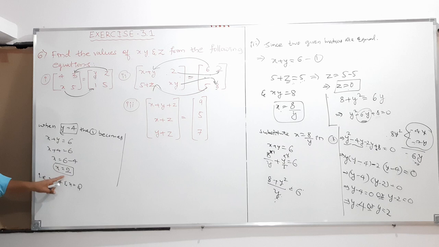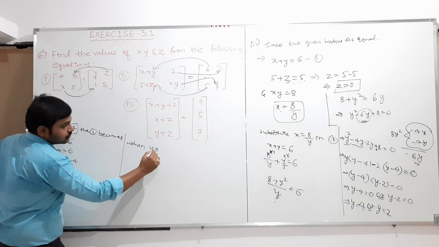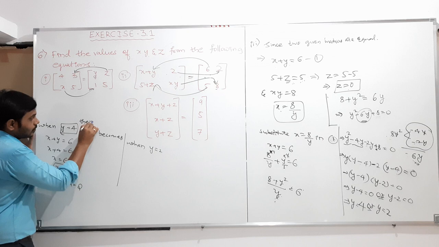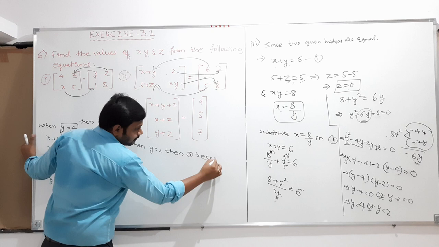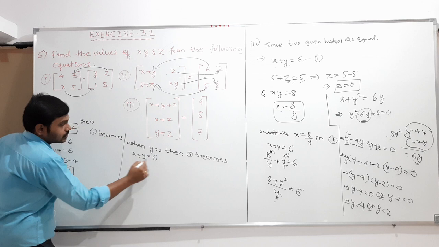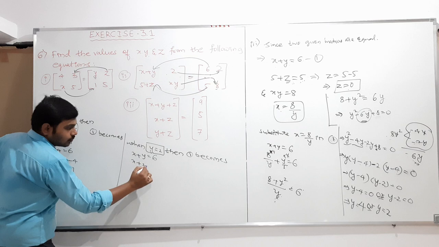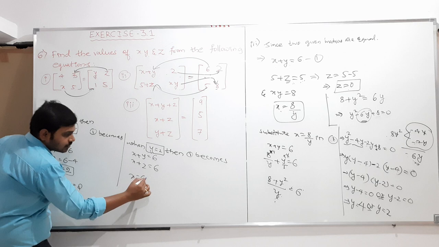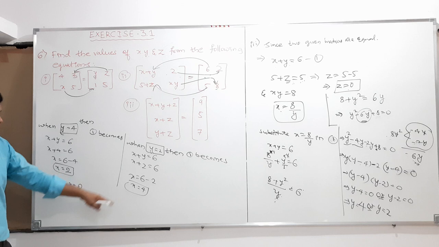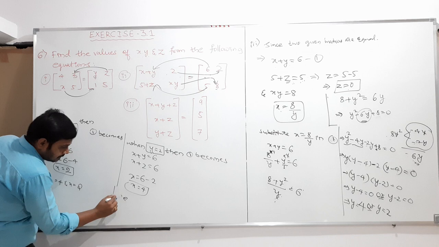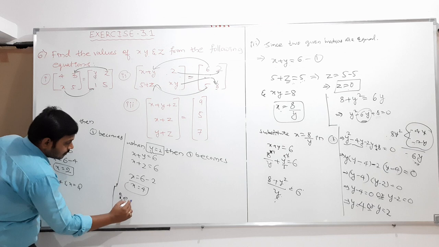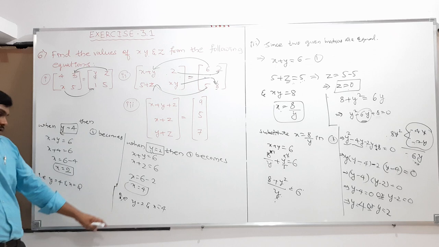And next step is when y value is equals to 2, then equation 1 becomes, so it is x plus y is equals to 6, x plus y value I am taking here is 2, therefore equals to 6, and x is equals to 6 plus 2 if I shift that side, minus 2, x is equals to 6 minus 2 is 4. So therefore here y is equals to 2 and x equals to 4. If I take y value is 2 and the x value will be 4.